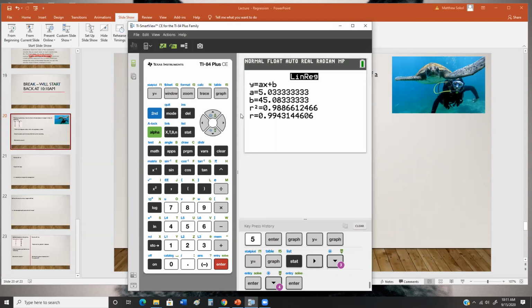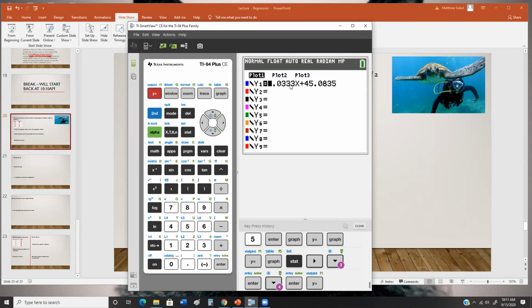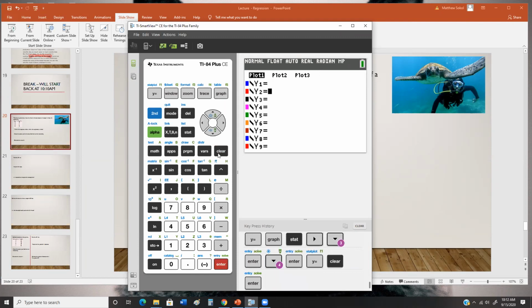All right, so first thing I want to do real quick is clear the previous example out of our calculator. So go to your calculator, hit the y equals button. You should see the equation of the line in here. Just hit clear, enter. Okay, so it's always the clear button.